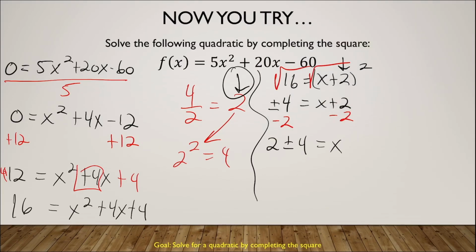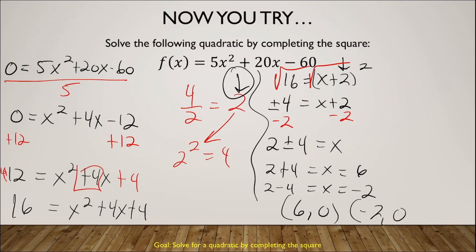So I'm going to do negative 2 plus 4 equals x. Negative 2 minus 4 equals x. So negative 2 plus 4 is a 2. Negative 2 minus 4 is a negative 6. So I know I have 2, comma 0, and negative 6, comma 0. There's my answers.